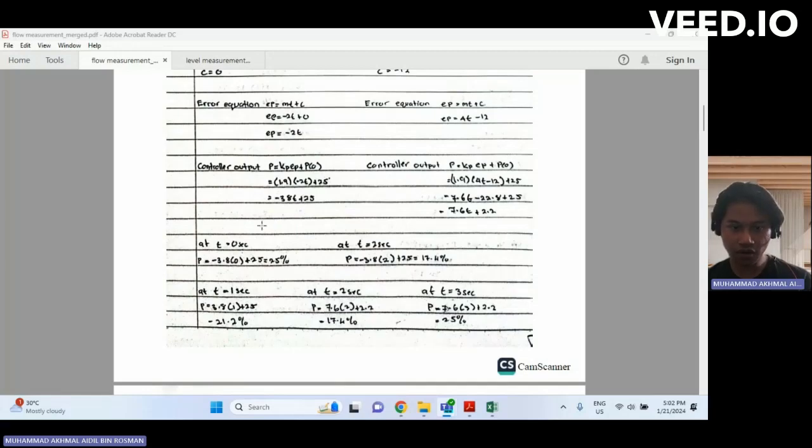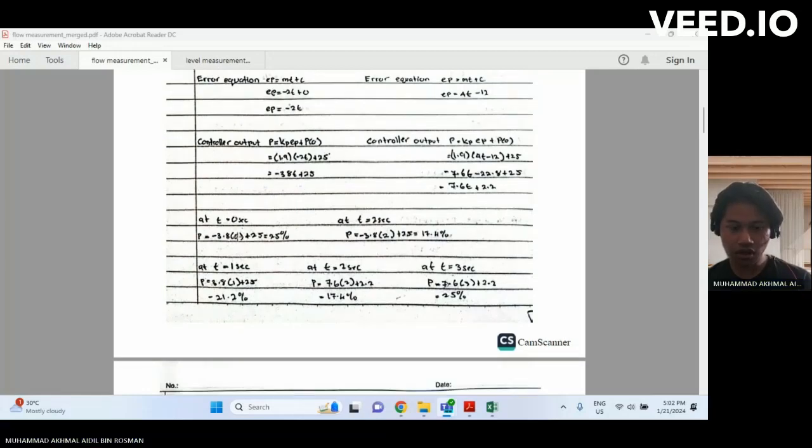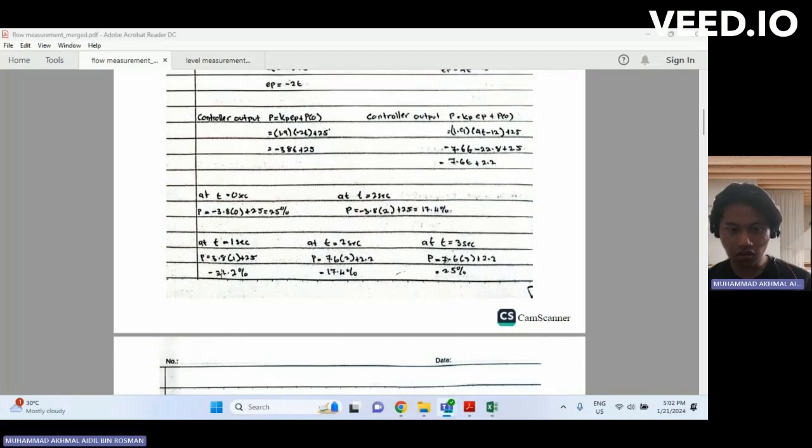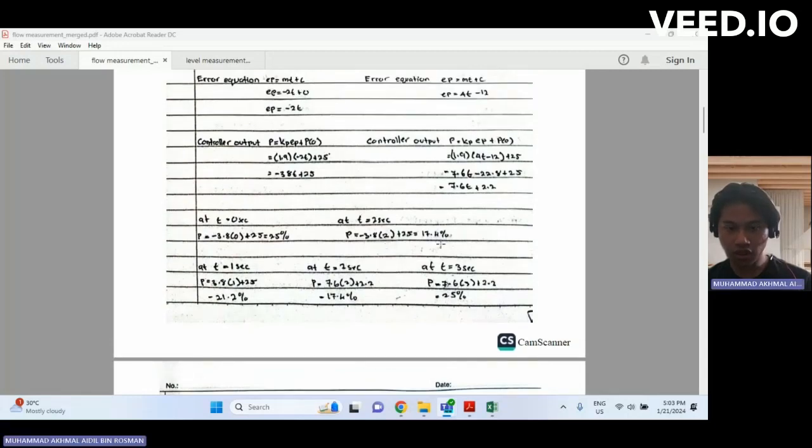And then we will find our P at t equal 0 seconds. We insert the value, P equal negative 3.8 multiplied by 0 plus 25 equal 25%. And then at t 1 second, we will get our value 21.2%. And at 2 seconds, we will get our value 17.4.